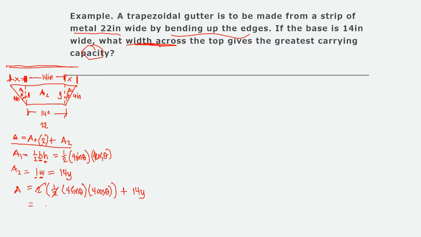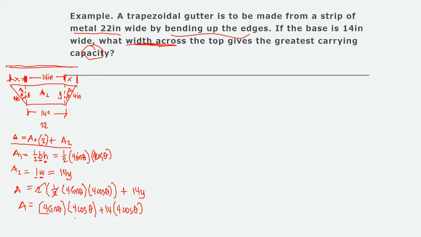So, for the area, we now have 4 sine theta times 4 cosine theta plus 14y. So, this is now our equation. But from the earlier, as we know, the value of our y is 4 cos theta. So, meaning to say, we can replace our y by the trigonometric function, which is 4 cos theta. So, this is now our equation.